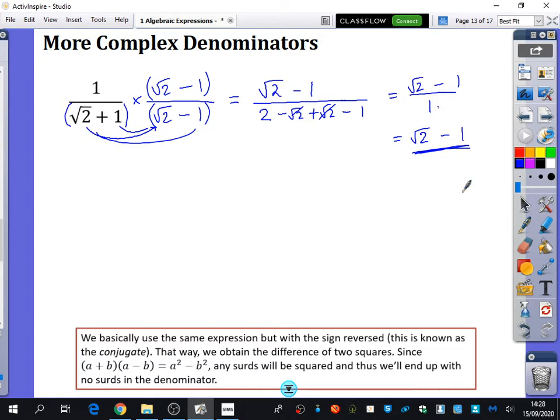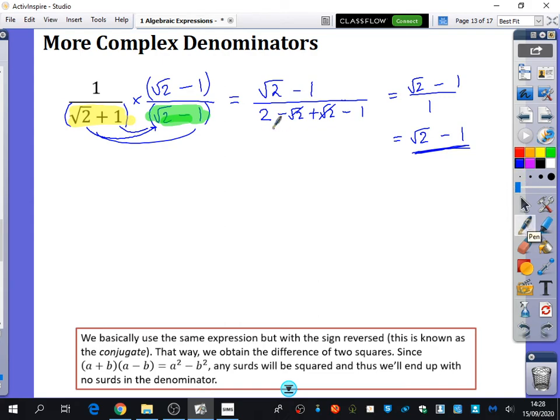Now, what I've got written down here in this red box is we basically use the same expression as this, but with the sign reversed. And this is something that we call the conjugate. Okay, the same expression but with the sign reversed in the middle is called the conjugate. And the reason for this is because we then obtain the difference of two squares, and that is because a plus b multiplied by a minus b is a squared minus b squared. So any surds will be squared, and thus we'll end up with no surds in the denominator.